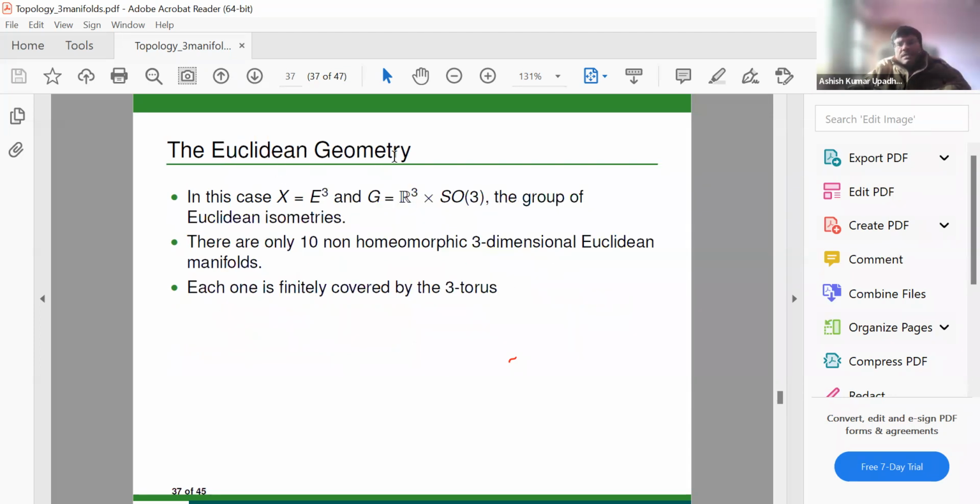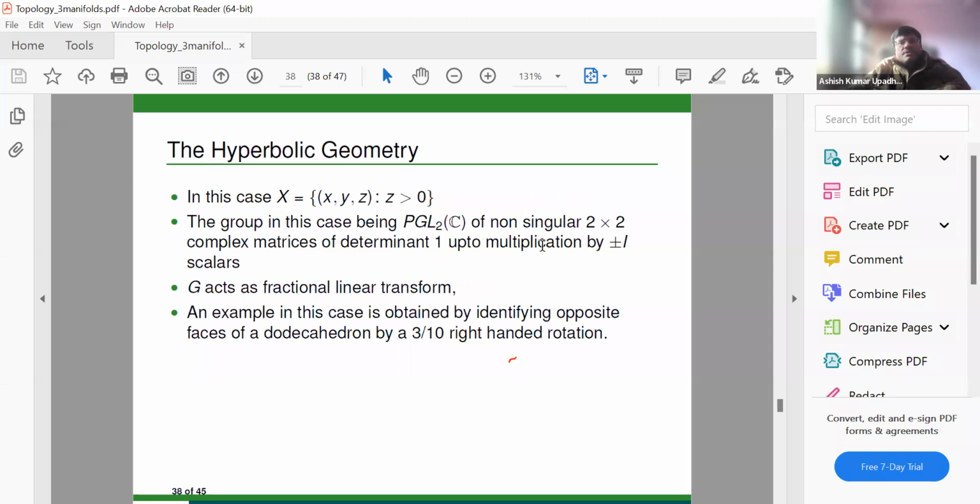Now we come to another geometry, Euclidean geometry. In this case, of course, the simply connected part is E3, and the group is R3 cross SO3. It is the group of Euclidean isometries. There are only 10 non-homeomorphic 3-dimensional Euclidean manifolds. They have also been classified, and each of these manifolds is finitely covered by the 3-torus. This is also known.